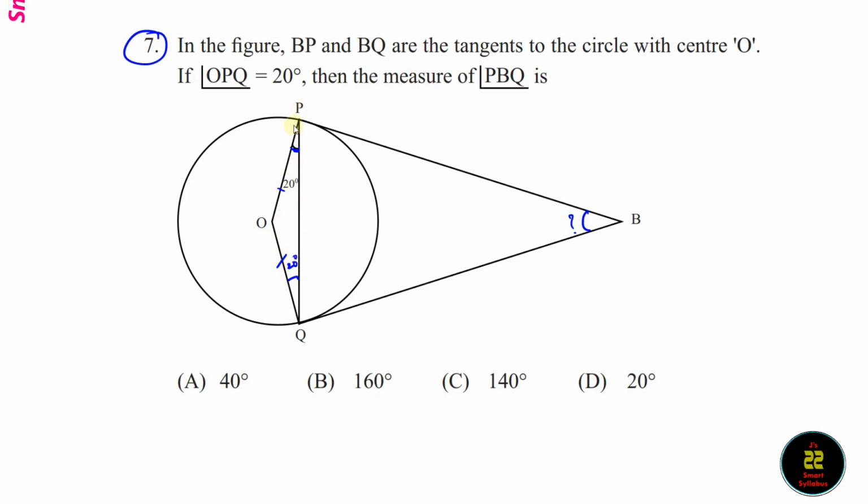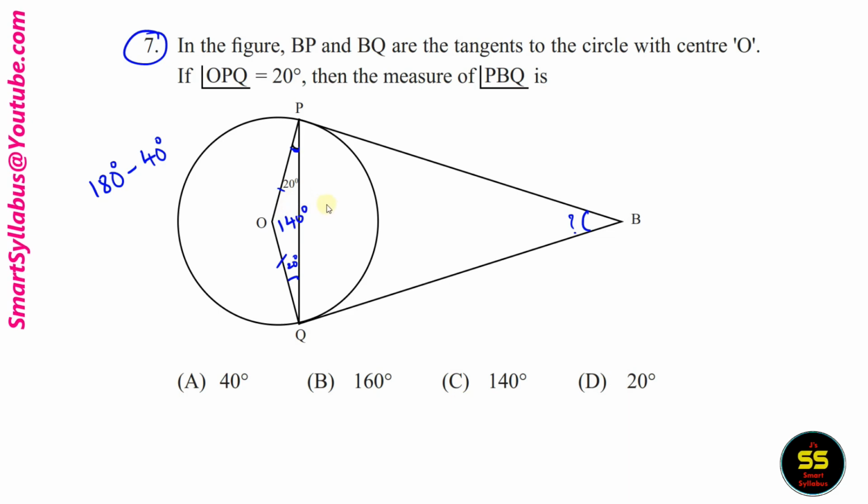So now we have a triangle POQ. In this, two angles' measurements we know, so we can calculate the measurement of the third angle, by subtracting 20 plus 20 from 180. So 20 plus 20 is 40. So 180 minus 40 gives us 140 degree. Wait a second, dear students. We got an answer, 140 degree.